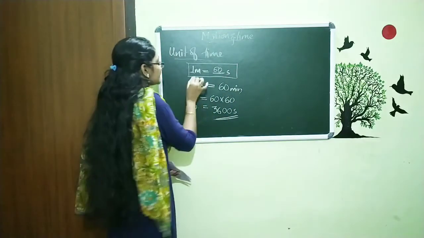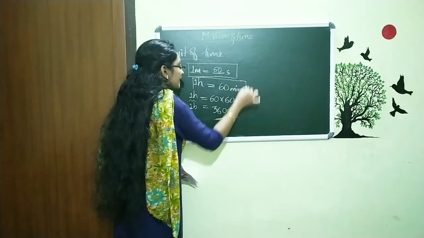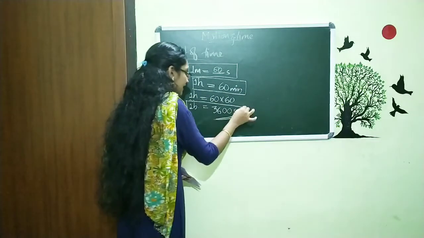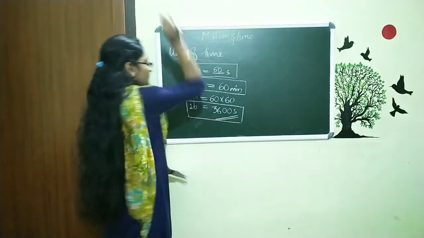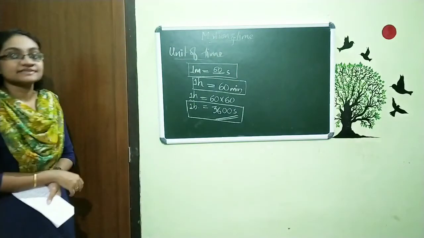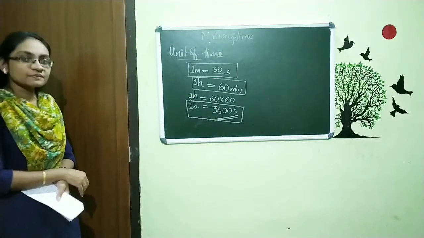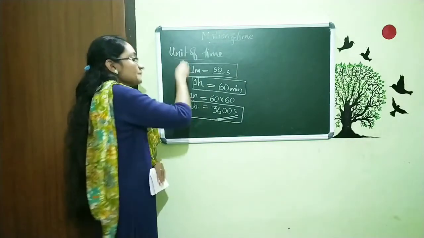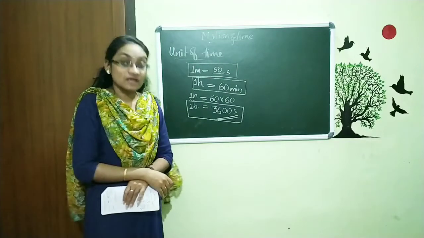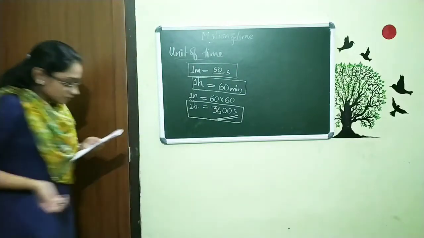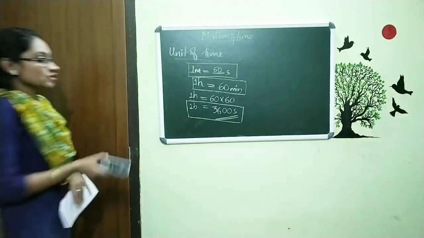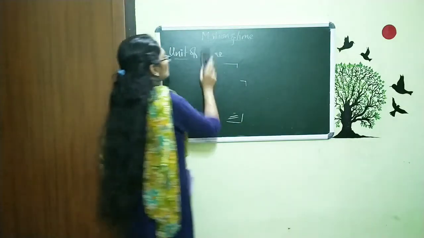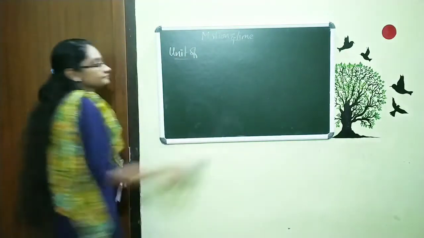Here you want to remember, 1 minute equals 60 seconds. That is the first thing. The second thing is that in 1 hour we have 60 minutes. So in 1 hour we have 3600 seconds. You just want to remember all these things. So this is the relation between the minute, second and the hour. Now next we want to study the unit of speed.